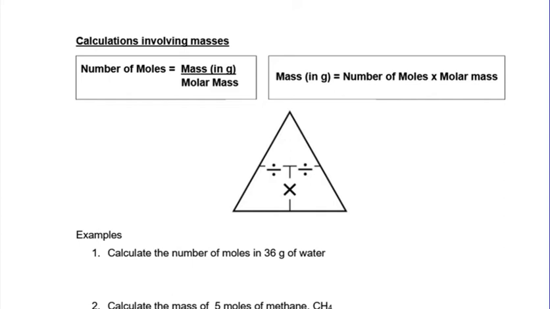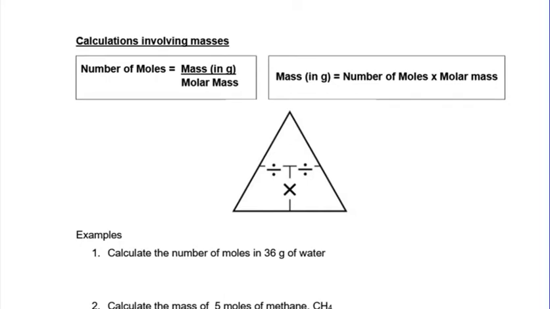So in this video what we're going to do is look at calculations involving masses using the concept of the mole. One of the things we know in chemistry is that the molar mass, the sum of the ARs in the periodic table, is the mass of 1 mole. So if we know that that is the mass of 1 mole and we've got 2 moles, then to find the mass of that amount we would double it. So mass is number of moles times Mr.